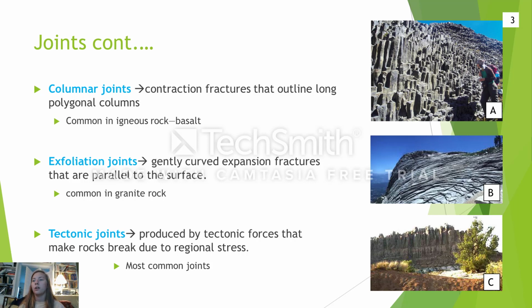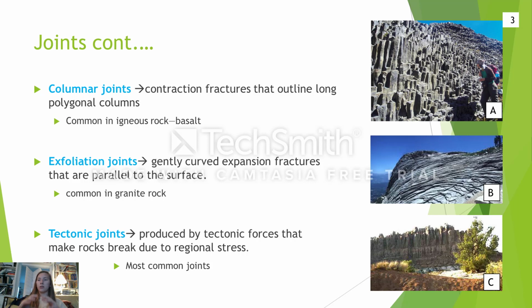These types of joints are generally curved, and you can obviously see that in the picture, but they tend to be parallel with the surface. Exfoliation joints are common in granite rock, so a great example of this is Twain Harte Lake. There's a granite dome. Granite forms underneath the surface. That's where it crystallizes, and that's where it forms.